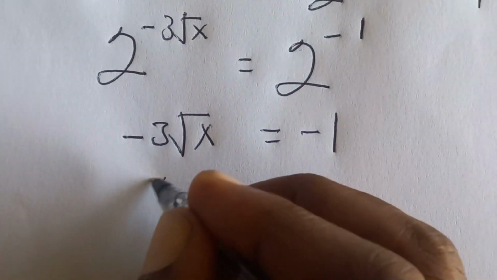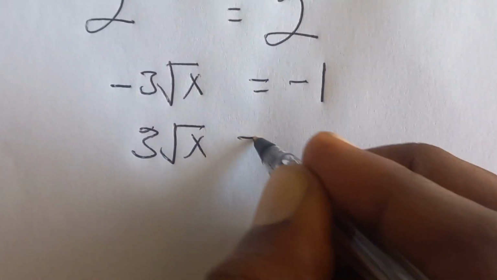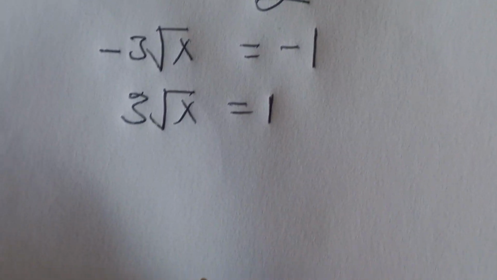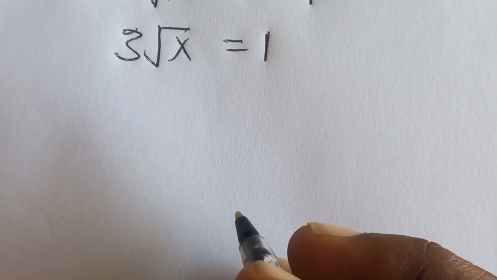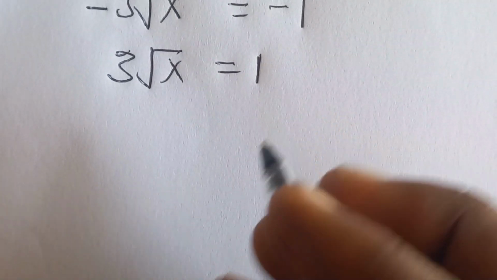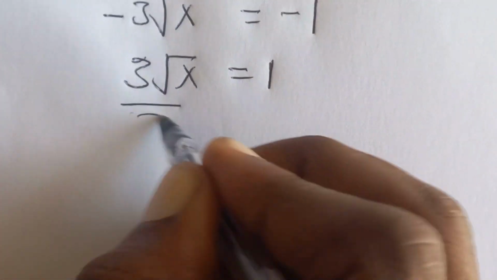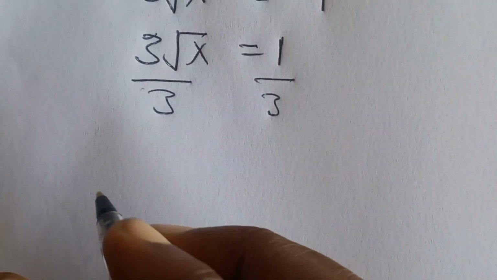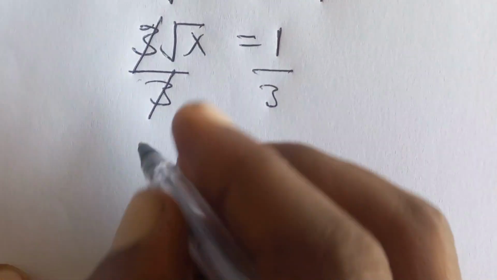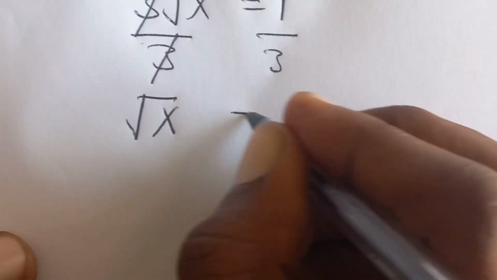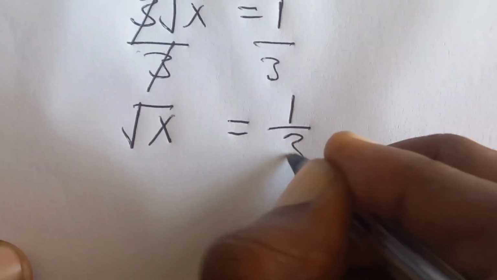Okay, so we have 3 root x is equal to 1. Okay, we square both sides, or we can still divide both sides by 3. So this 3 will cancel this. We are having root x is equal to 1 on 3.